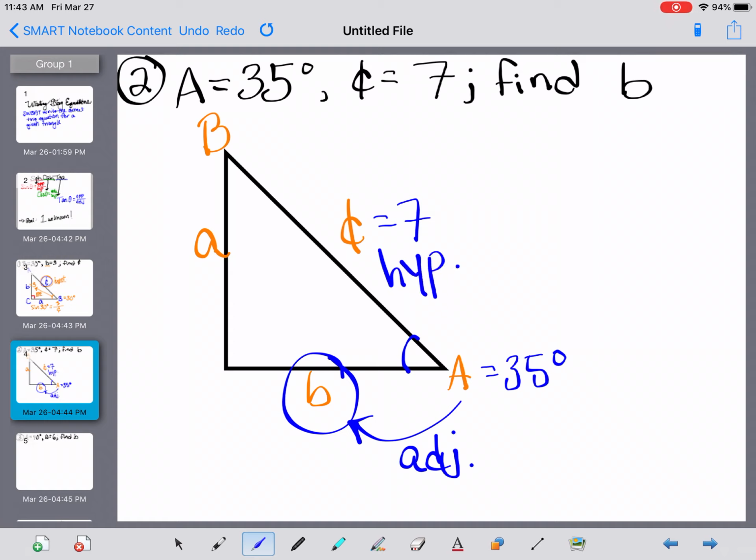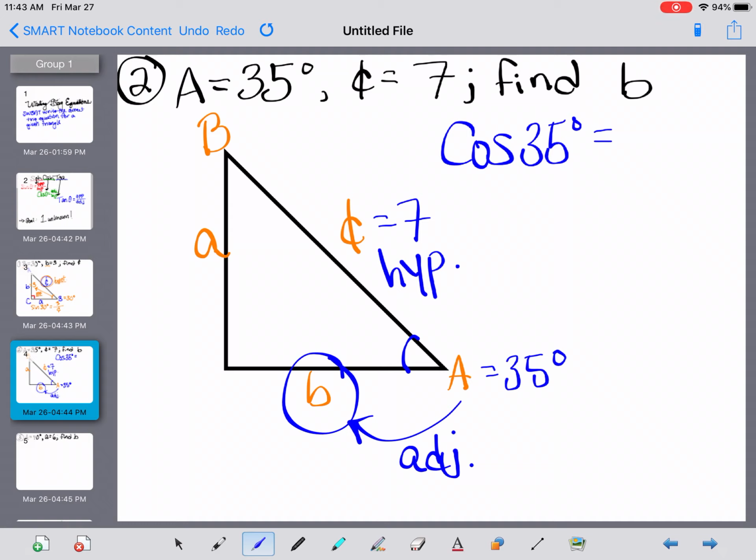So now I have to think what trig function uses adjacent and hypotenuse. That is my cosine function. So cosine of 35, again, always of an angle. You never want to put a fraction in there. If you're doing cosine of some fraction, oh boy, you need to start back over at the second slide that I showed because it's always an angle.